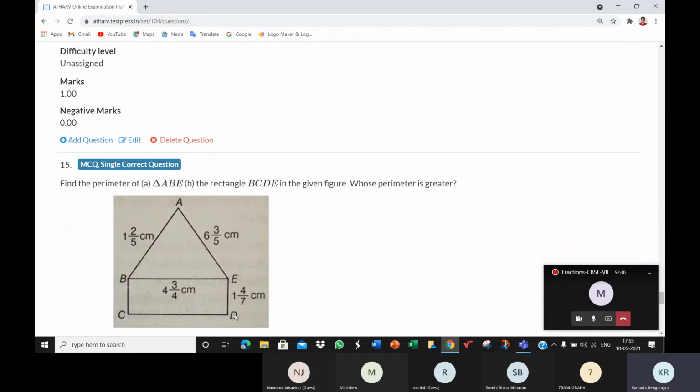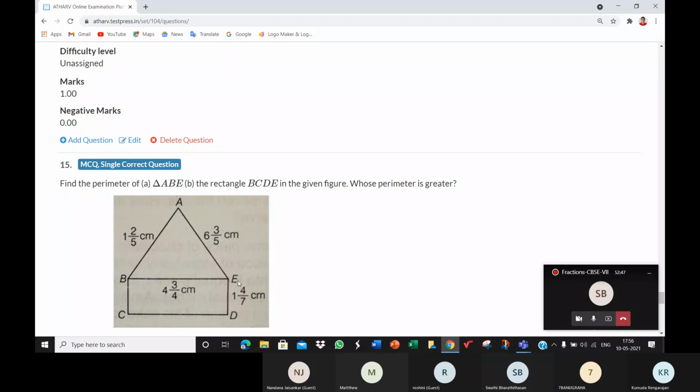Perimeter is CD plus DE plus BE plus BC. Should add all the 4 sides. To get the perimeter of BCD, add all the 4 sides. How much is BE, children? What's the length of BE? Ma'am, 4 3 by 4.